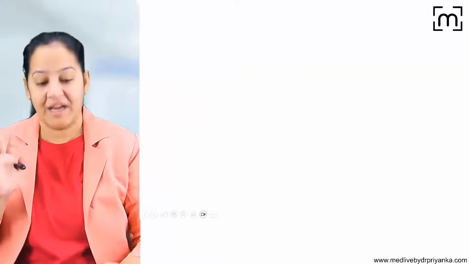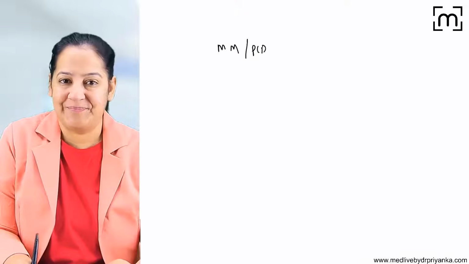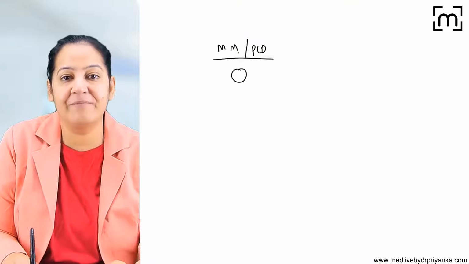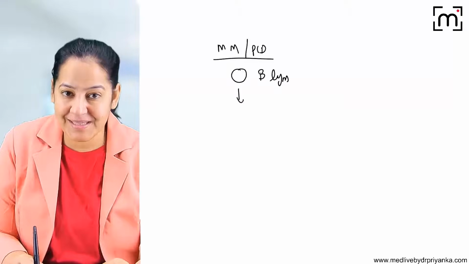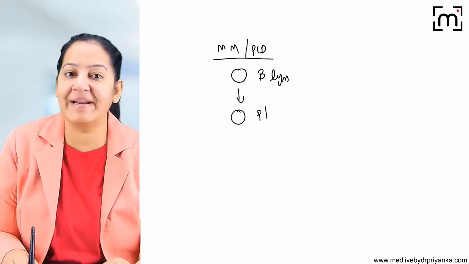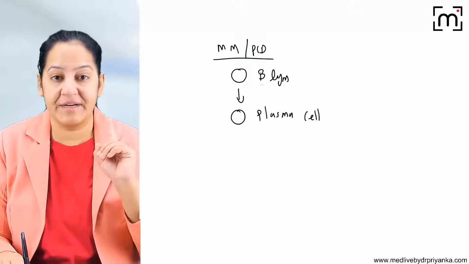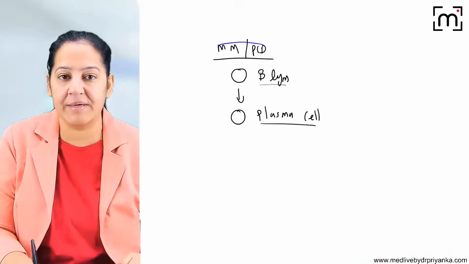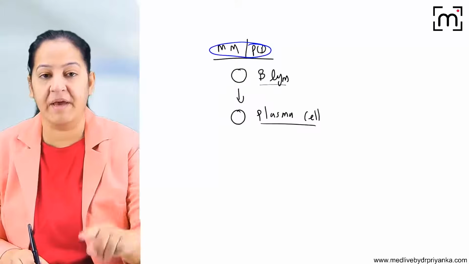Now in multiple myeloma, imagine a person having multiple myeloma or plasma cell dyscrasia. Here the B lymphocytes are mutated. So the plasma cells which are formed from the B lymphocytes are also mutated. B lymphocytes are mutated, plasma cells are mutated because the person is having multiple myeloma. So these are mutated, have we got it? But what's the problem here?